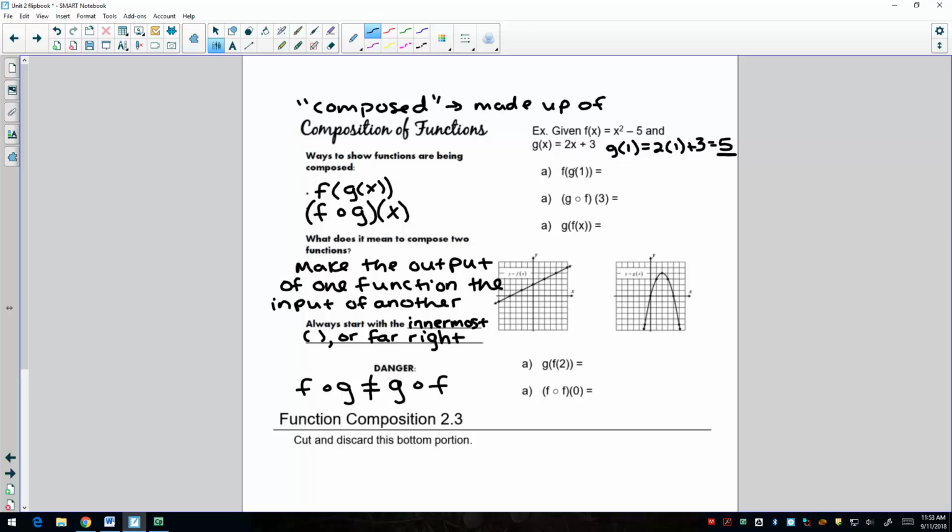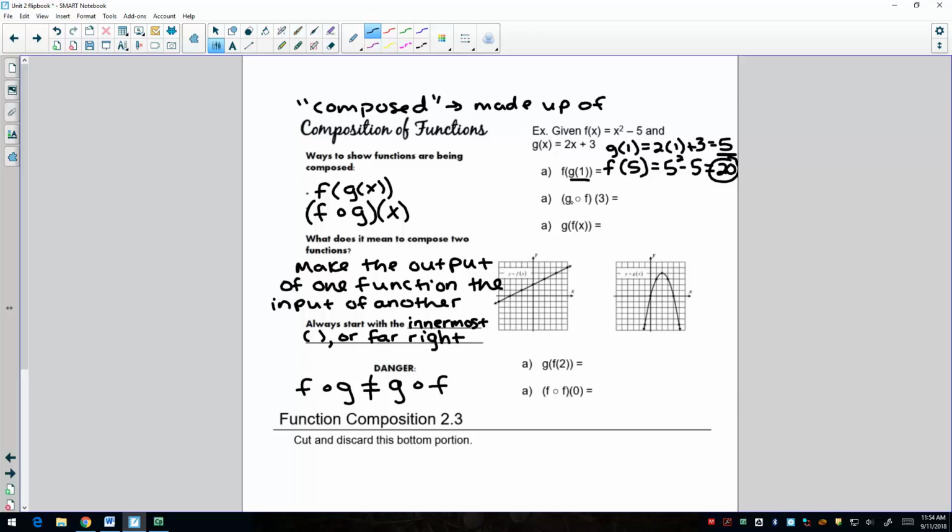You're finding f of whatever g of 1 turned out to be, and g of 1 turned out to be 5. So now we're going to find f of 5. I'm going to plug in 5 into my function f. So that's 5 squared minus 5, which is 25 minus 5, which is 20. So my final answer for this question is 20. So we took the output of the first function and it became the input of the second function.